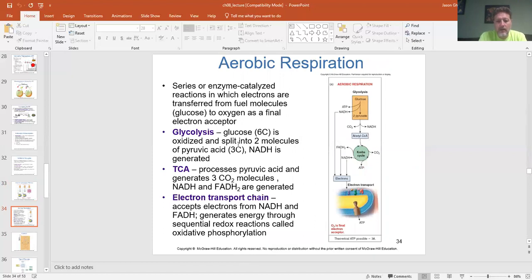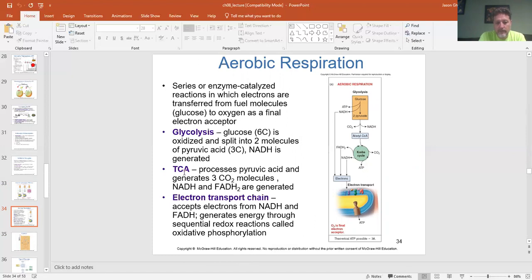All right, glycolysis is glucose and lysis. So we're breaking a 6-carbon glucose down into 2 3-carbon pyruvic acids, and we are going to make some NADH. We're going to get into more detail with it.